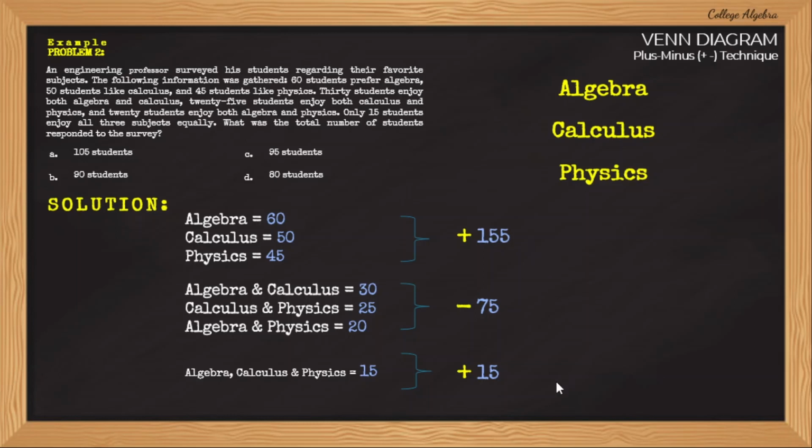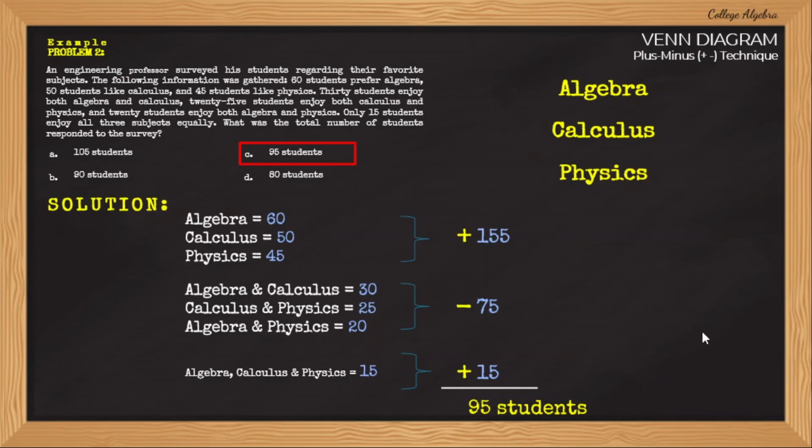Now we need to total this considering the assigned signs. So 155 minus 75 plus 15 is 95 students. From the choices, of course, letter C is the answer. This is the same as the previous video's answer. So that's it, guys. What do you think of this technique?